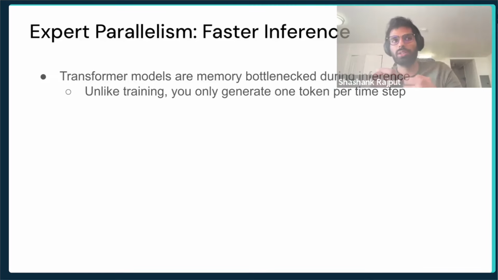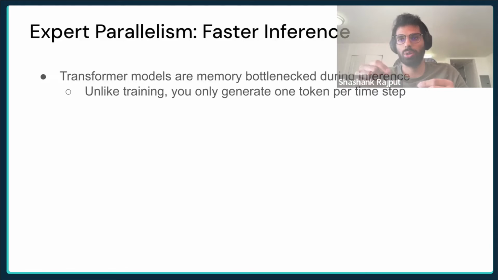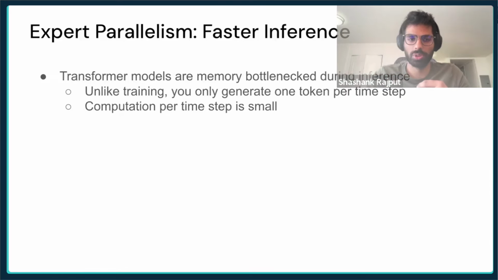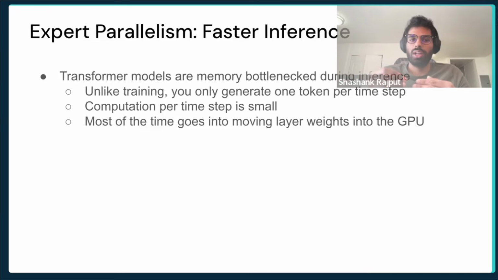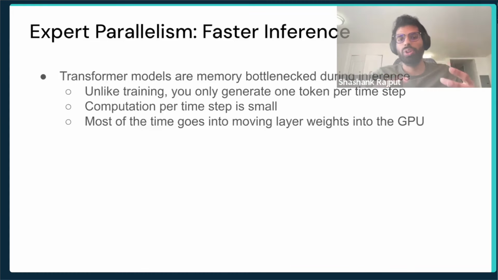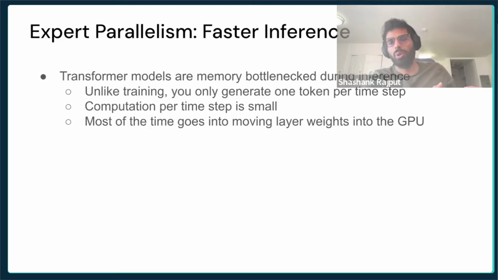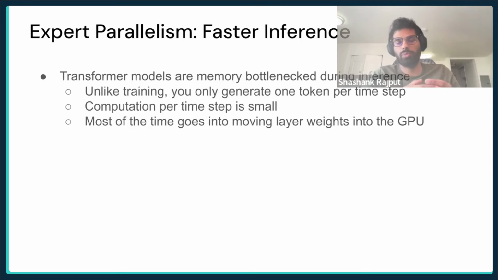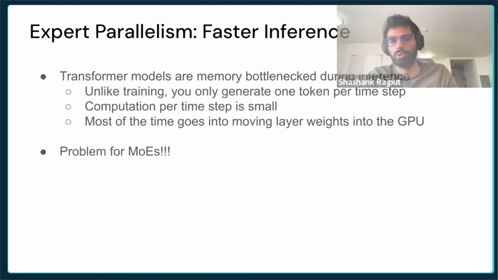And that means per step, the amount of computation done is very small because it's only generating one token per step. So most of the time actually goes in moving the layer weights from memory into the GPU, and stuff like moving the KV cache from the memory into the GPU.